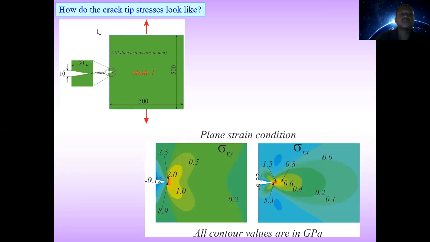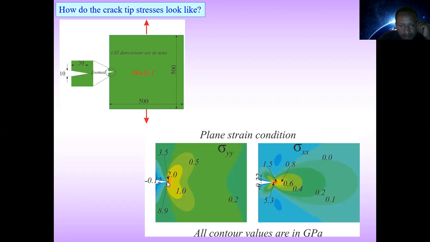Now, how do the crack tip stresses look? This is the cracked area. So around here there is a crack tip. The size is 30 millimeter by 10 millimeter, zoomed out.